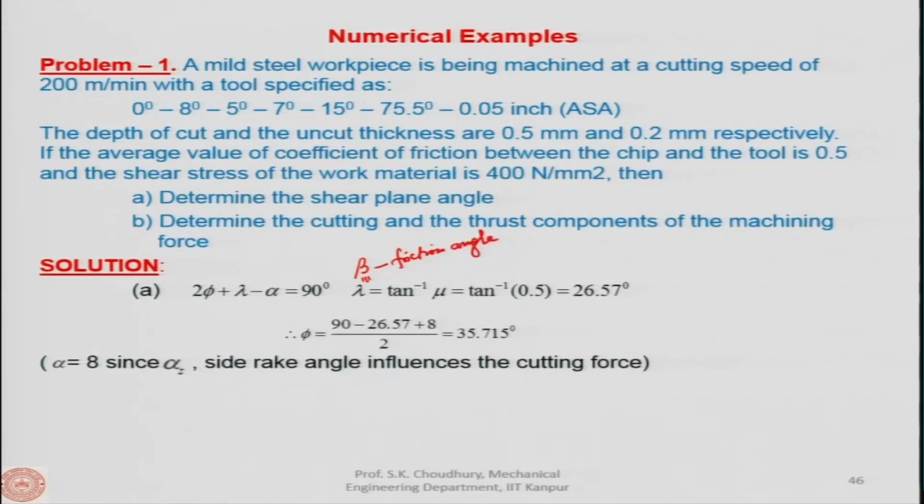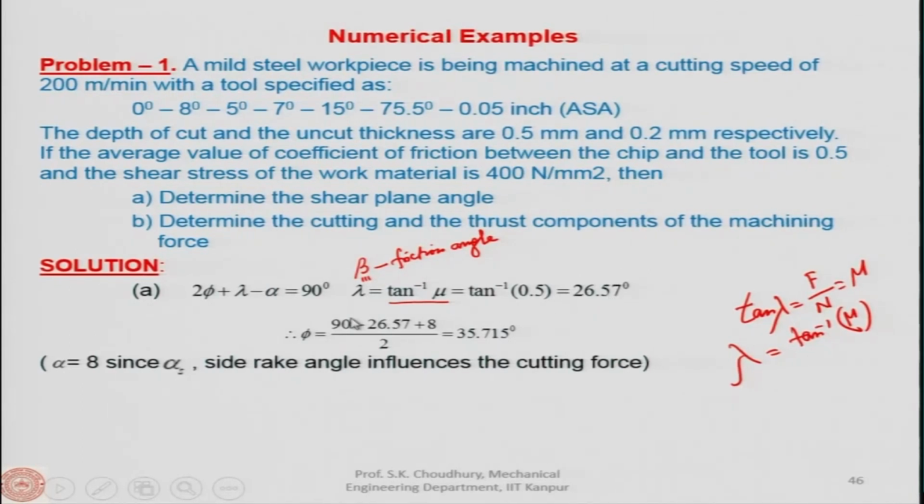Friction angle, either lambda or what we have seen as beta. So, this will be the tan inverse of mu, because tan lambda, I showed it to you, is F by N, and this is mu. Therefore, lambda, which is the friction angle, is the tan inverse of F by N, or tan inverse of mu. Since mu is given, we can find out the friction angle lambda, which in this case is 26.57 degree.